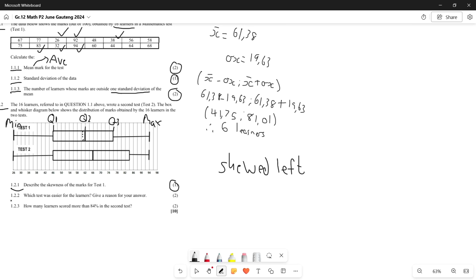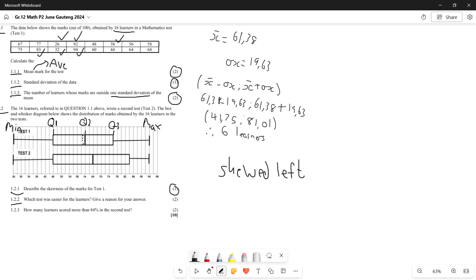And then question 1.2.2 says, which test was easier for the learners? Give a reason for your answer. Okay, so generally what we're going to compare is the middle value, because that gives us the most accurate data. The whole box here represents 50% of the data. The line to the left is 25%, 25%. So it is split up 25%, 25%, 25%, and 25%, so that we have the whole split of the 100% of the sample size. But saying that, the maximum and the minimum are not good indicators. The range might be useful. Those guys are generally outliers, so they are less accurate to determine questions like this. Which test was easier? So which test was easier for the learners? Give a reason.